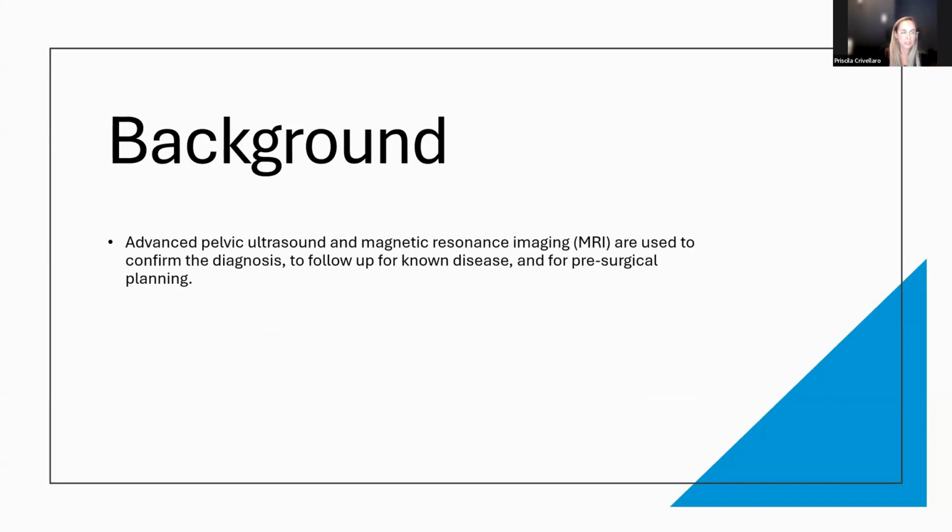So advanced pelvic ultrasound and also MRI are used to confirm, but also to follow patients with the diagnosis of endometriosis, and especially for pre-surgical planning. Accurate imaging can reduce unnecessary surgeries, and there is already enough data to prove that there are better outcomes when we have imaging previous to the surgery, because endometriosis is a very complex disease that involves many pelvic organs and pelvic compartments. It's not just a uterus and ovary disease, right?